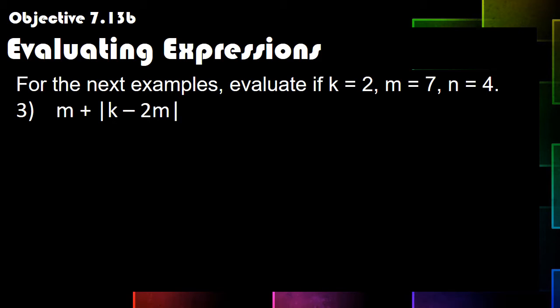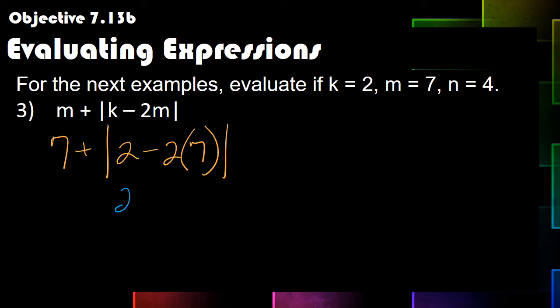Last and certainly not least, we have question number 3 here for these values. So let's go ahead and fill in all of the values for the variables. So m is equal to 7 plus, and then we have the absolute value of k minus 2m. So k is 2 minus 2 times 7. So let's go ahead and use our order of operations now. Let's do everything inside the absolute value bar first. So we have 2 minus 14.